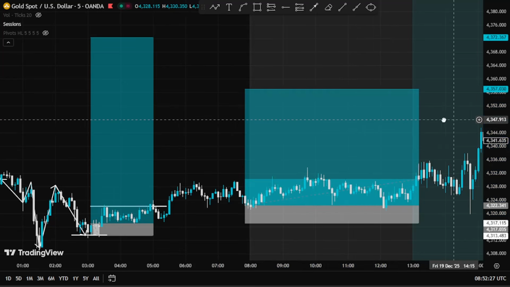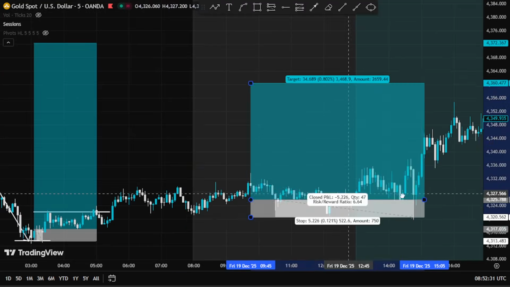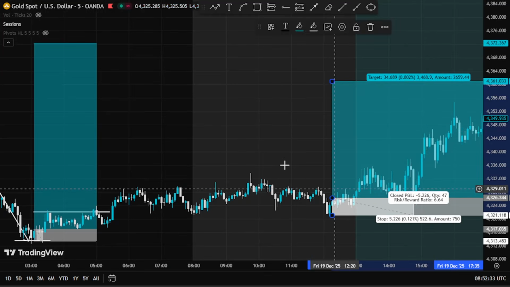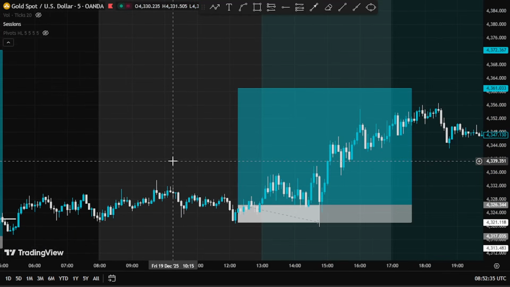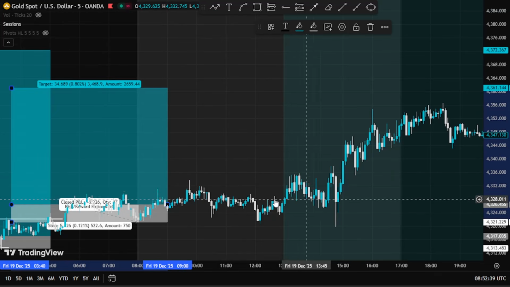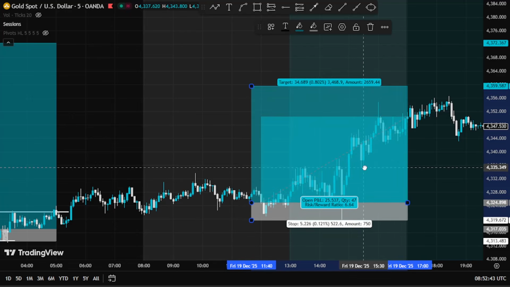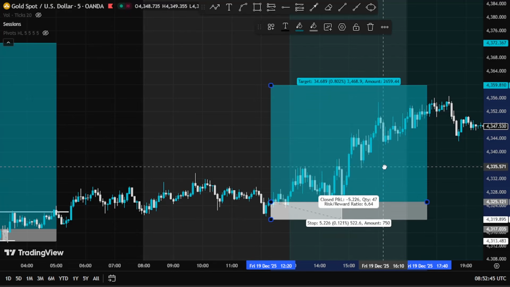So you would have been safe from this liquidity grab that goes on. And also, let's say you wanted to enter from here. Let's say you want to enter during the beginning of a New York session. You can see that New York session kicked in here, so you could have taken your entries from here.